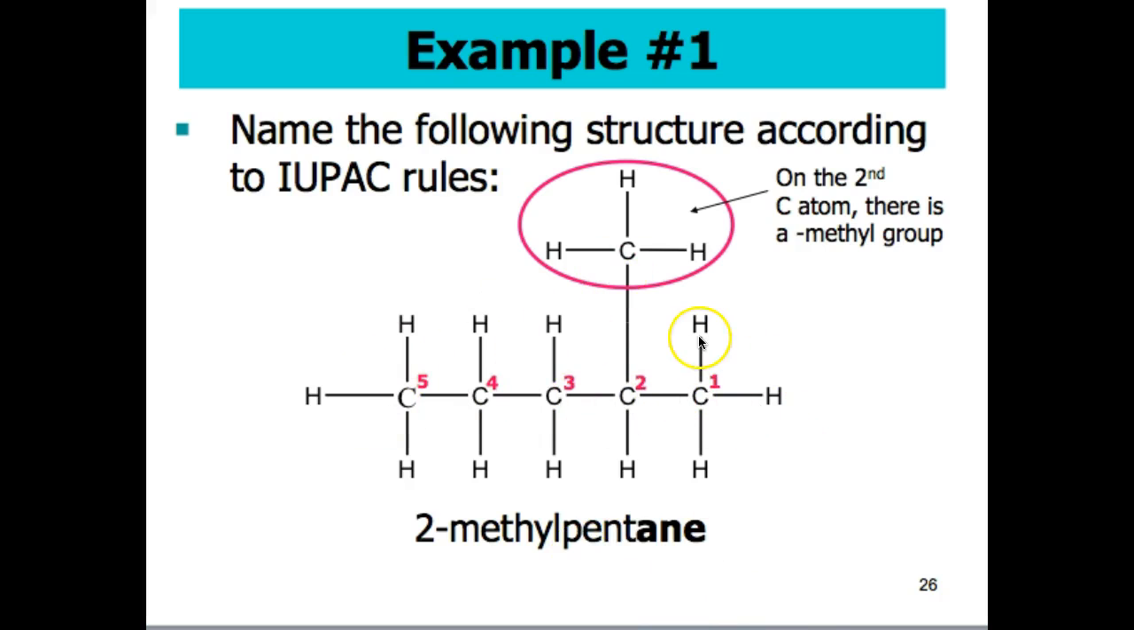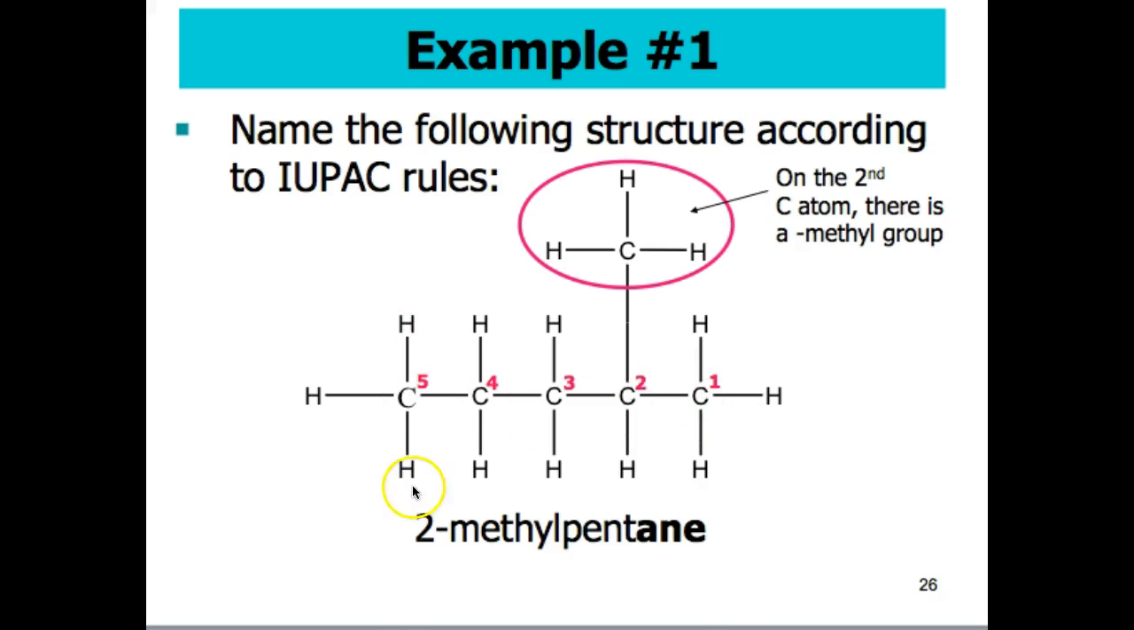Off the carbon chain, there is a group up here, and that's called a methyl group. It's a methyl group because it's a 1 carbon group, and the prefix for 1 is meth. It's not a methane group because it's off the chain, it ends in yl, so this is a methyl group. What carbon is it attached to? It's attached to carbon number 2.